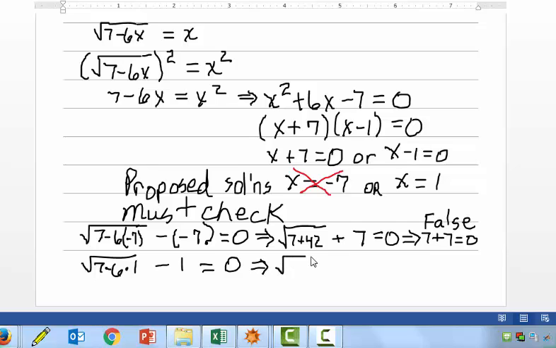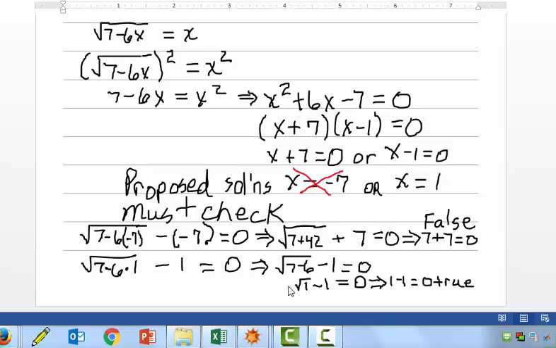So this is the square root of 7 minus 6 minus 1. That needs to equal 0. And the square root of 1 minus 1 equals 0 is true, since the square root of 1 is 1. So 1 minus 1 equals 0 is true.